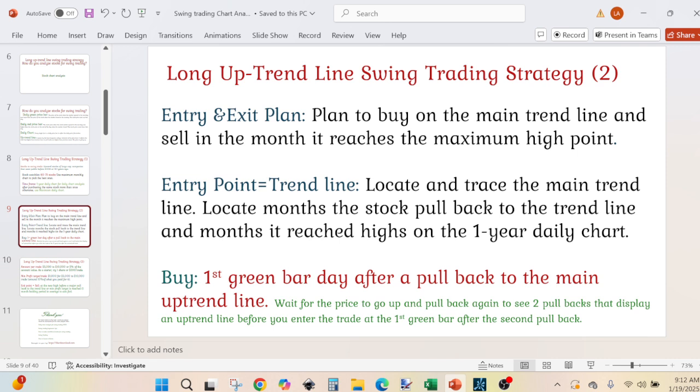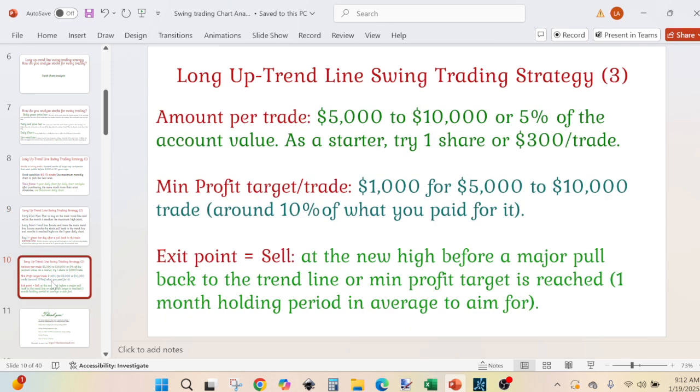So our entry point, we color those purple lines, and they are the uptrend lines, and you can still call them support lines. You buy when the price pulls back to the trend line and starts making higher lows around the trend lines. You buy at the first or second green bar after a pullback around that trend line. And once you buy, you can have an idea on when you'd like to sell.